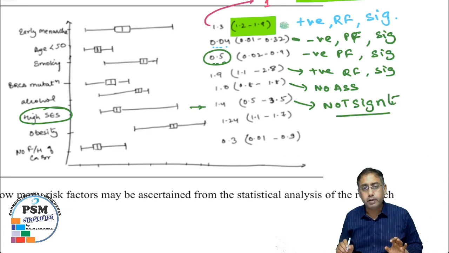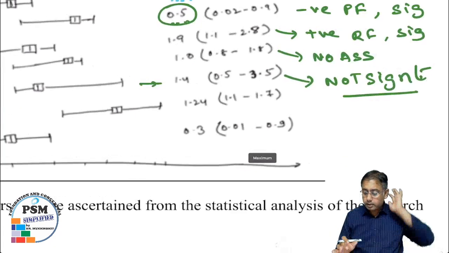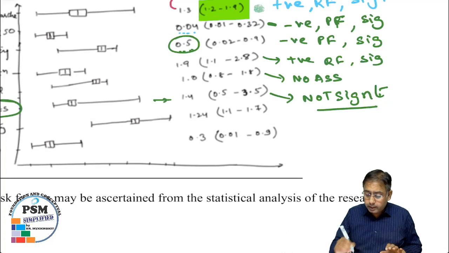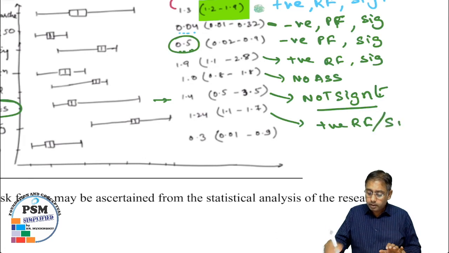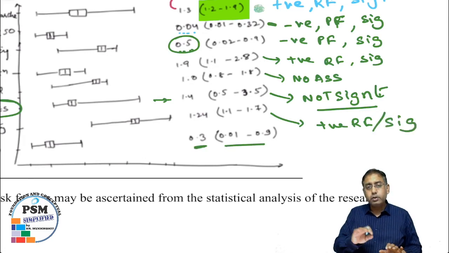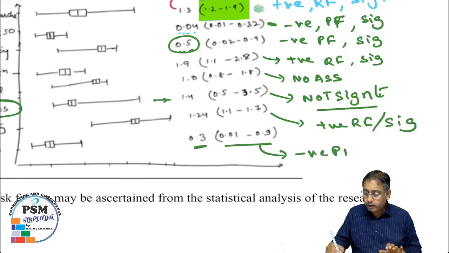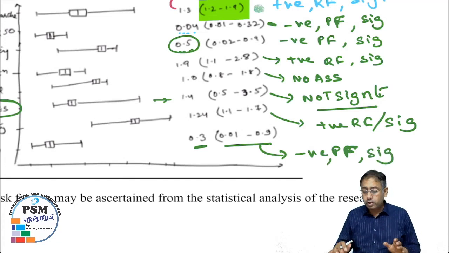It is not significant. Next, if you see, it is 1.24, ranging from 1.1 to 1.7. It is also a positive risk factor and it is significant. 0.3, 0.01 to 0.9, it is also a negative, protective factor. It is negative, it is a protective factor, and it is significant. So that's it. That's what you had to do.